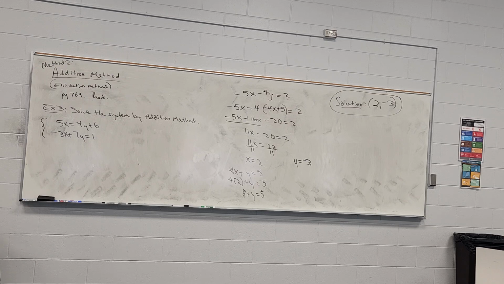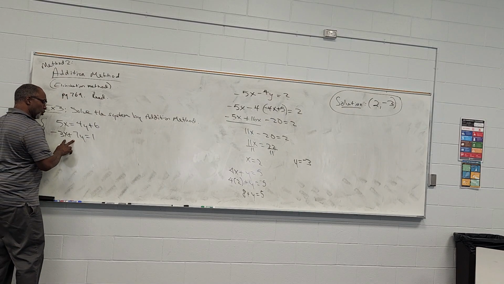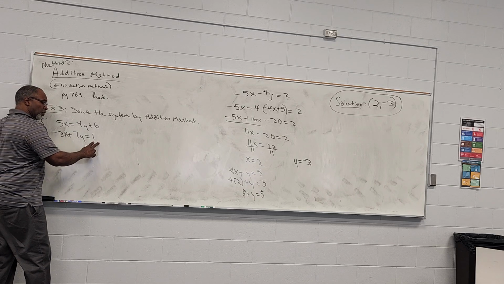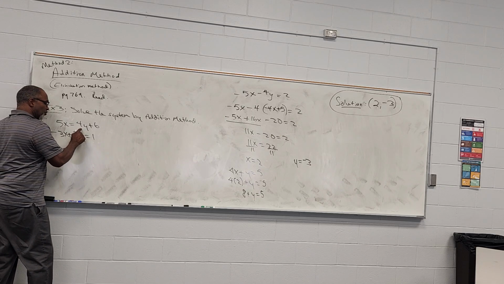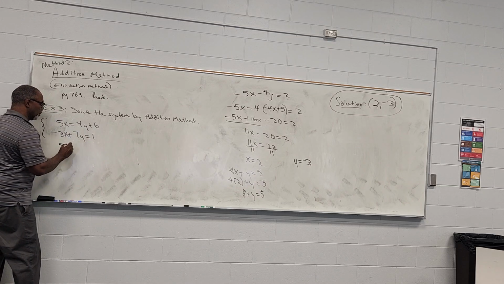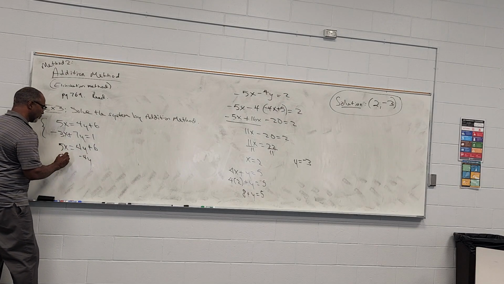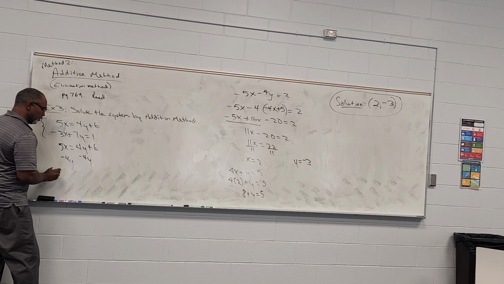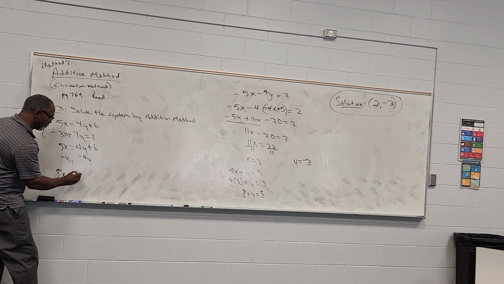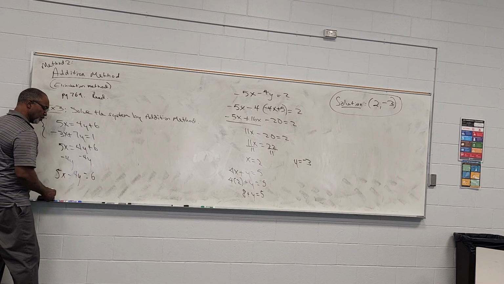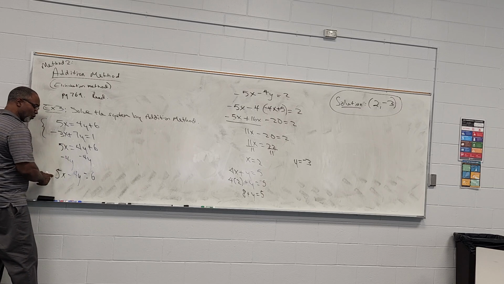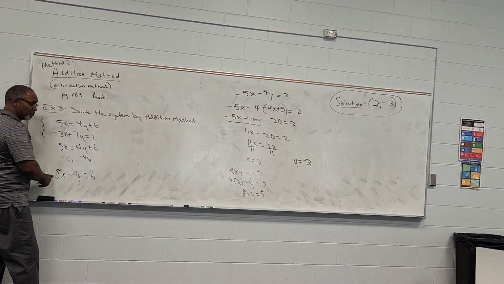Well, the first step is you want the equations in the same form. And typically you want them so that the x and y terms are on one side, numbers only on the other side. So I'm going to take this first equation and subtract 4y on both sides. So that would give me 5x minus 4y equals 6. This equation and this equation are the same thing. It's just in a different form now.